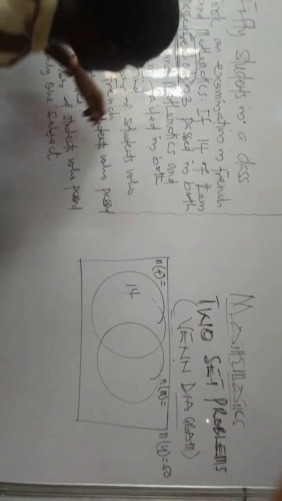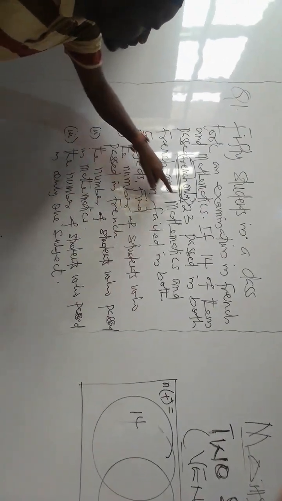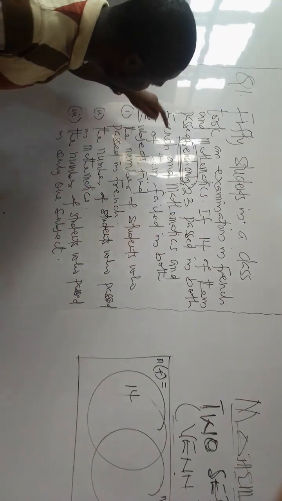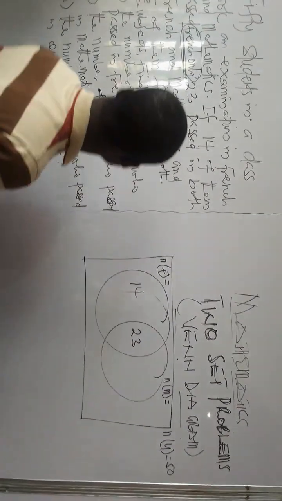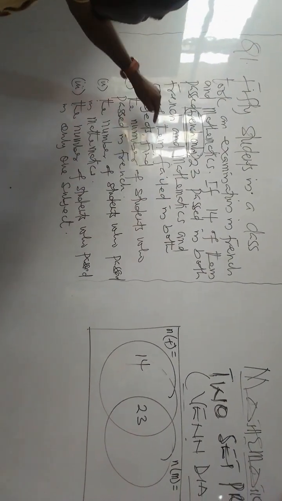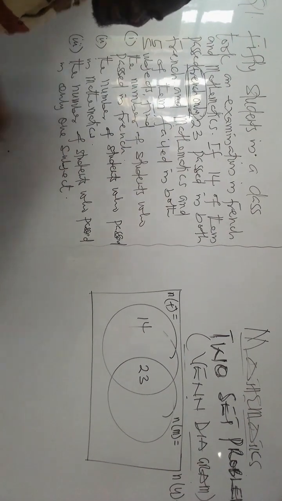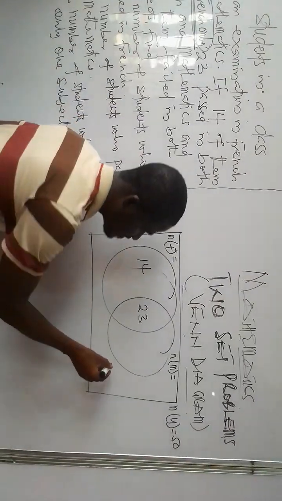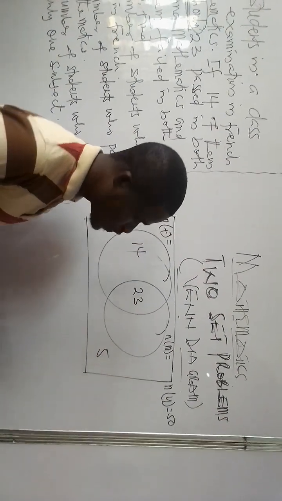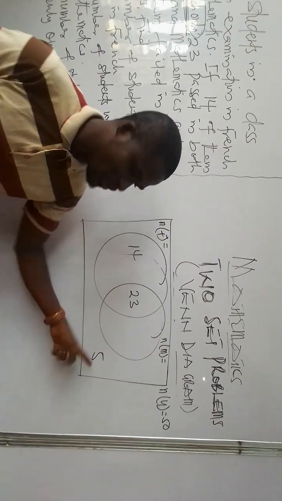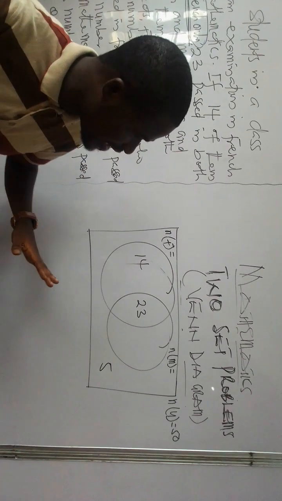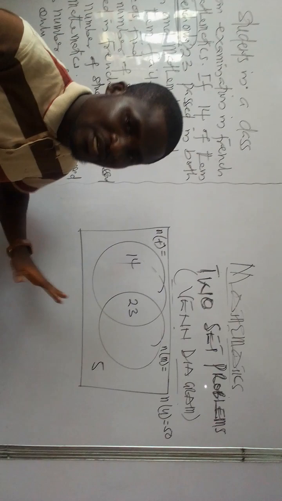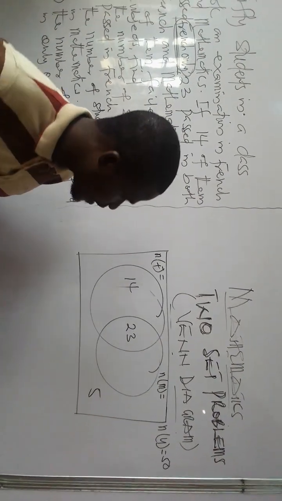We don't know those who offered French. Okay. And the question said 23 passed in both French and mathematics. So both subjects, they were 23. And 5 of them failed in both subjects. They failed. 5 students failed in both subjects. So that one becomes the complement. You put it here. That's the complement. Those who did not offer both subjects. They didn't offer both subjects. Okay.